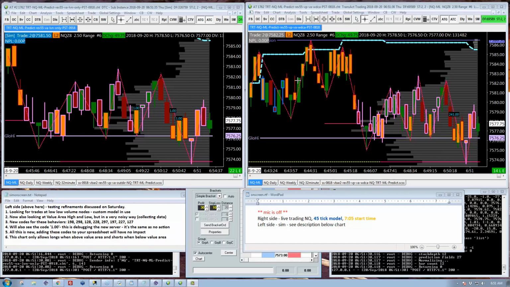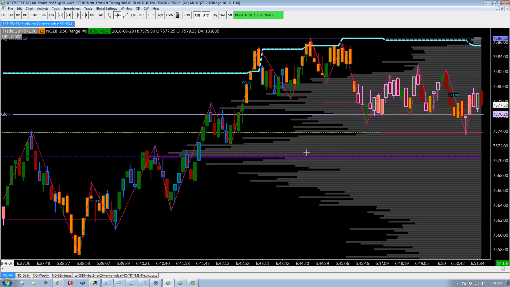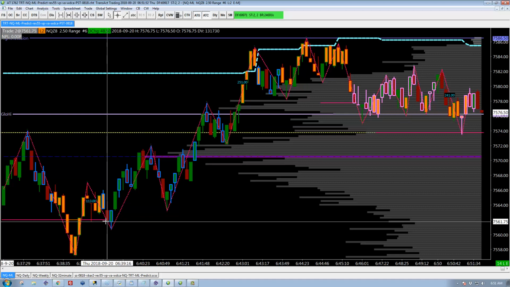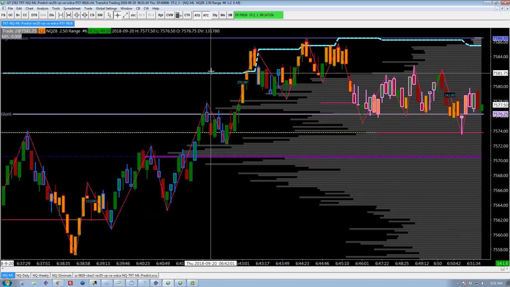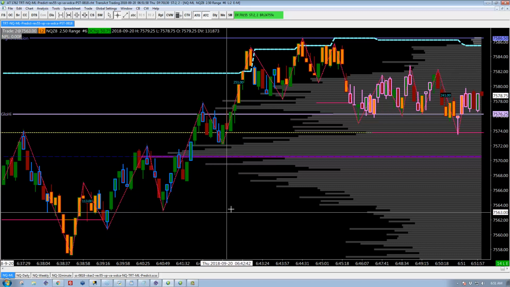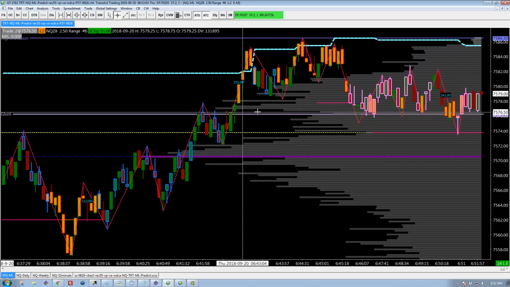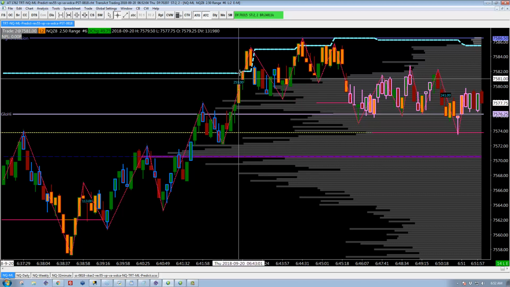So the key difference between these two charts is that the one on the right, the live one, the one that I'm trading with, waits until the market gets either to a low volume node or the value area edge, and then it issues a prediction under certain conditions, and the conditions are related to the price action.